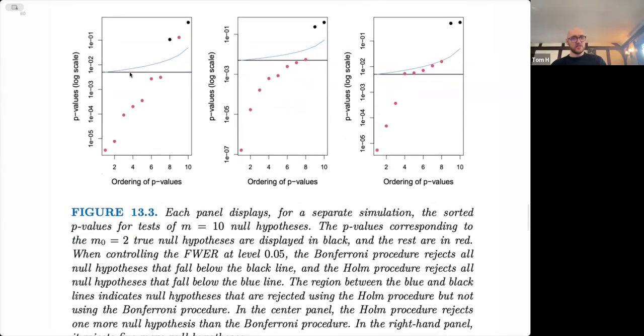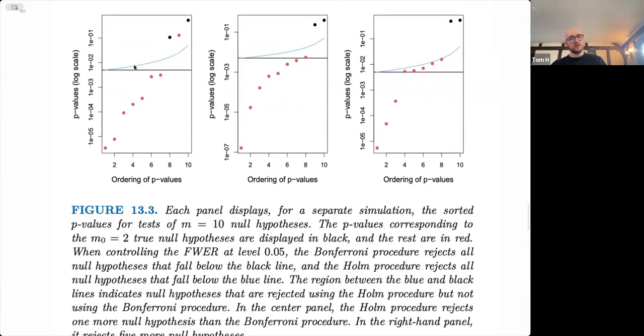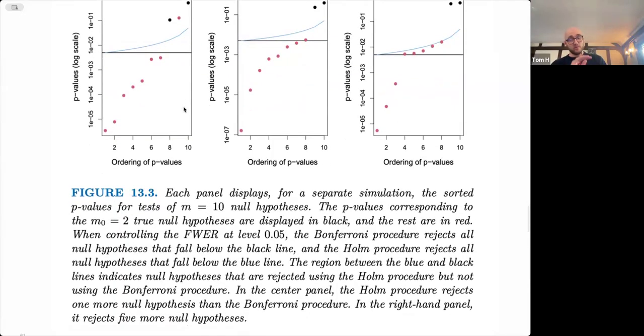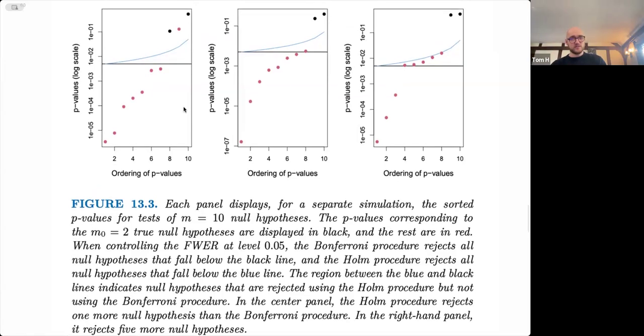And your Bonferroni procedure is this black line, where you're rejecting 1, 2, 3, 4, 7, and accepting the three above. And your Holm procedure is this blue line that obviously changes depending on the number of p-values, whereas the Bonferroni procedure is just constant.